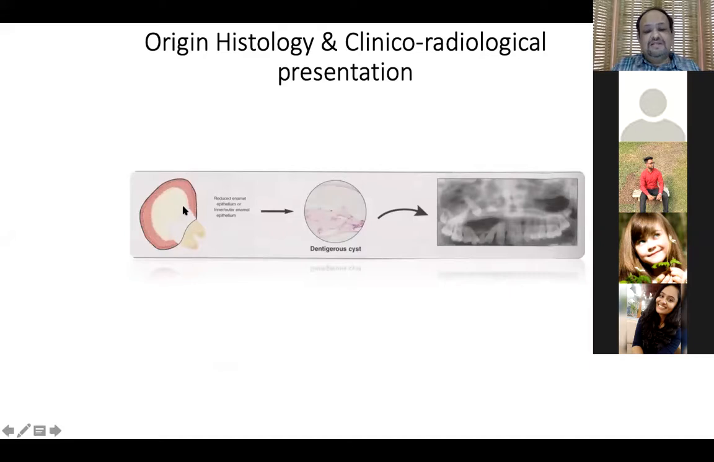Then you have the dentigerous cyst, which comes from the reduced enamel epithelium, or the tooth follicle, and this is the usual presentation which you see over here.